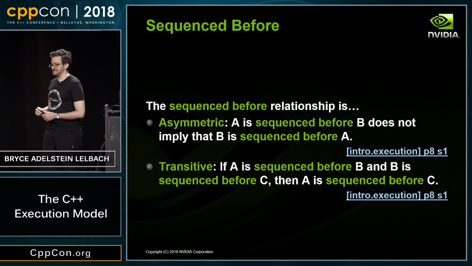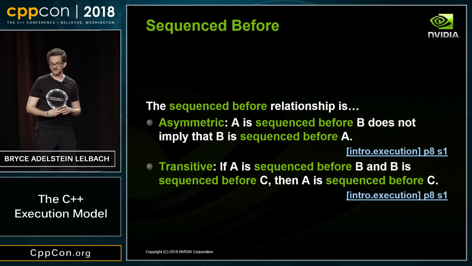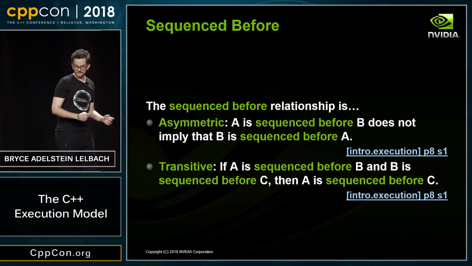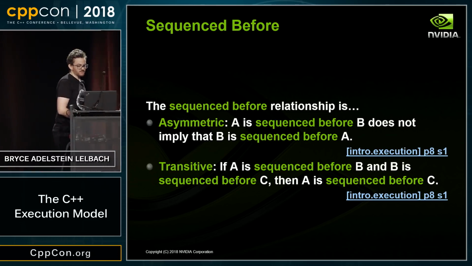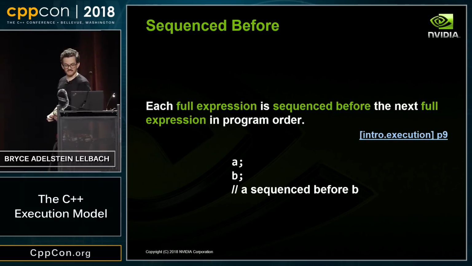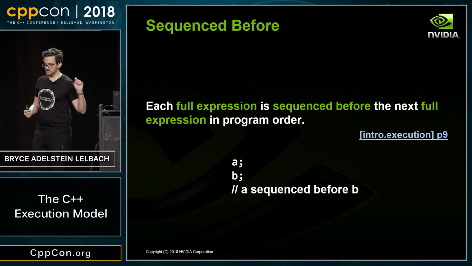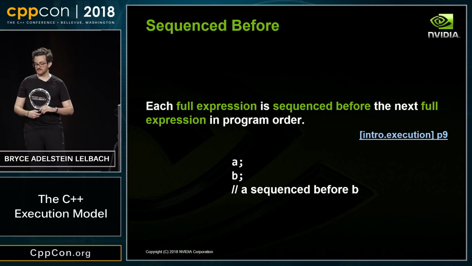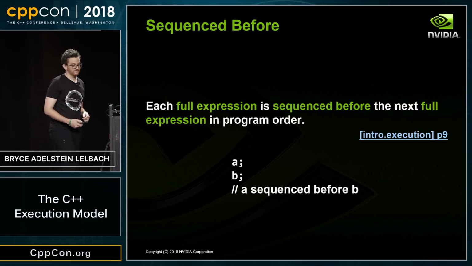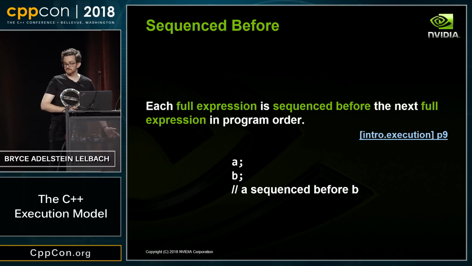The sequenced before relation is asymmetric. So A is sequenced before B does not imply that B is sequenced before A. That's sort of straightforward. And it's transitive. If A is sequenced before B and B is sequenced before C, then A is sequenced before C. Each full expression is sequenced before the next full expression in program order, and the side effects of each full expression are sequenced before the side effects of the next full expression in program order. So it's pretty straightforward: if I have A, B, A is sequenced before B.